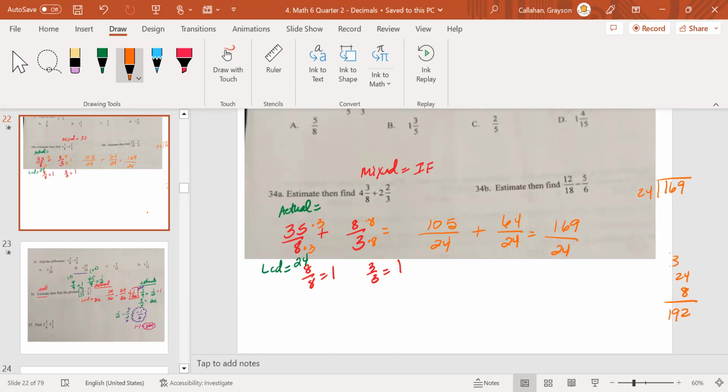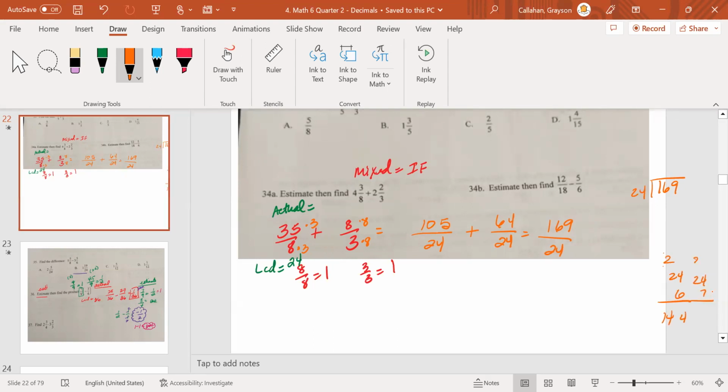Okay, that's way too big, right? 6, 7, 8. Yeah, that's way too big. So let's try maybe 6. 13, 14. Okay, maybe that's too small. Let's try 7, okay? Oh, that's perfect. 24 times 7 is 168, gives me 1, right? So your actual answer is 7 and 1 out of 24, right?